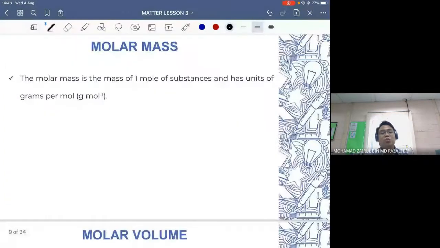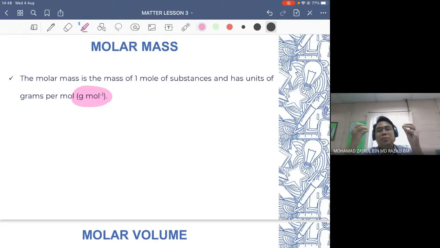Okay, so molar mass. Okay, molar mass. Okay, so by definition, molar mass is the mass of 1 mole of any substance. Okay, so the berat for 1 mole lah. And the unit for molar mass is gram per mole. Okay, so molar mass ni awak ambil je daripada periodic table.